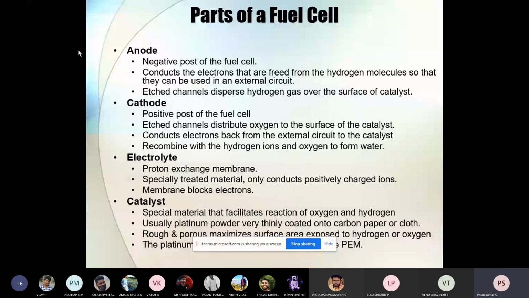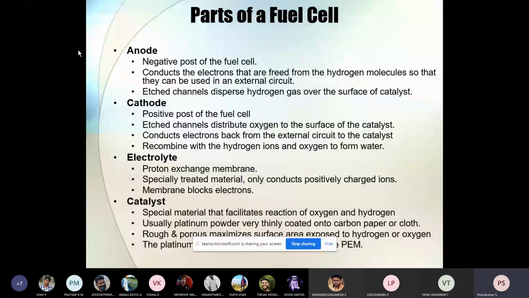That etched channel distributes oxygen to the surface of the catalyst. It conducts electrons back from the external circuit to the catalyst. So once the circuit is closed, only then can the current flow. It conducts the electrons back from the external circuit to the catalyst and recombines with the hydrogen ions and oxygen to form water. As a result of fuel cell usage, we get water only. There is no harmful waste.